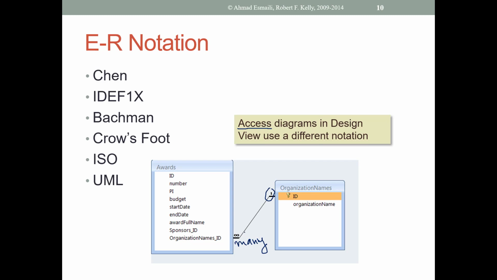So MS Access has this notation of using infinity to show the many parts. One organization might have received multiple awards, so that's the reason we have a one-to-many relationship between the organization name and the awards. These are two different tables right now.